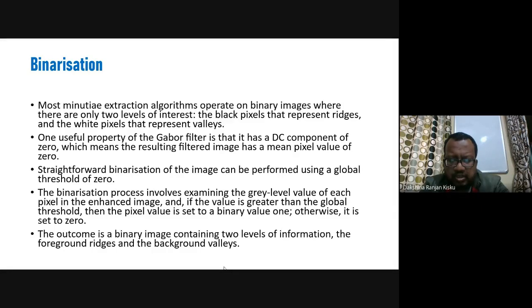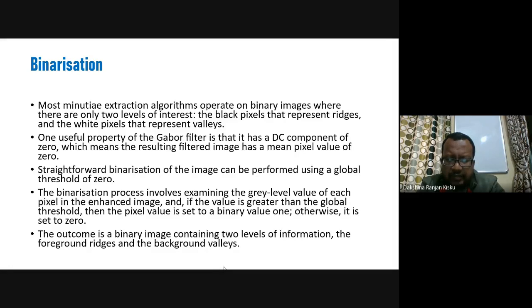So DC component of 0 means, when we convert that gray level image into another image in the frequency domain, we obtain the Fourier transform of that image. In the Fourier transform of that image at frequency zero, we will have some value that is called the mean value or the average value, which is obtained from the gray level image.